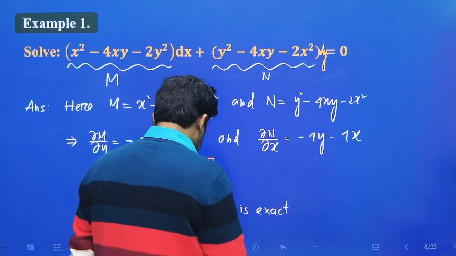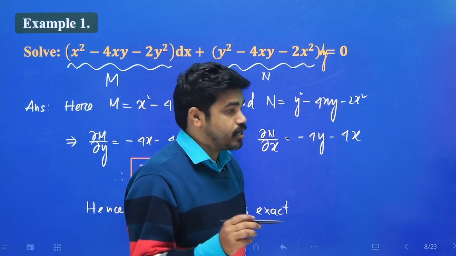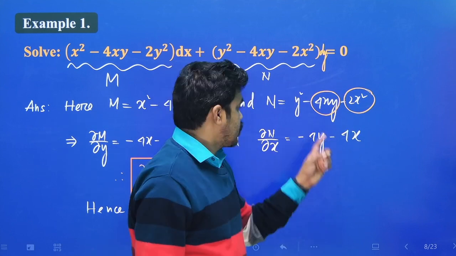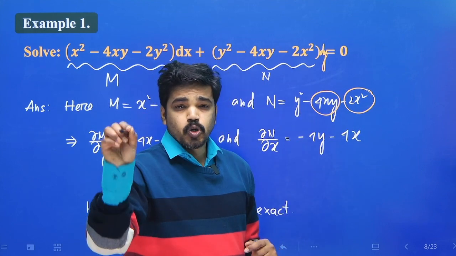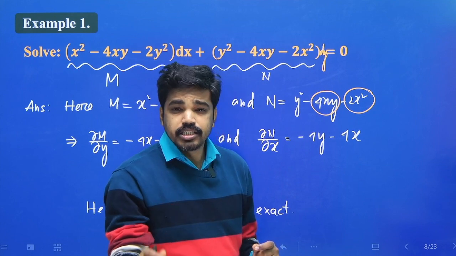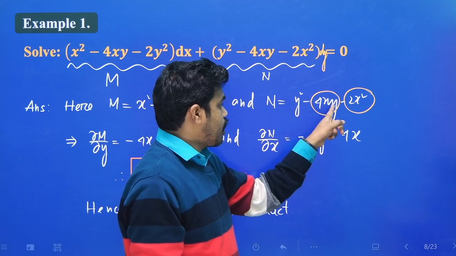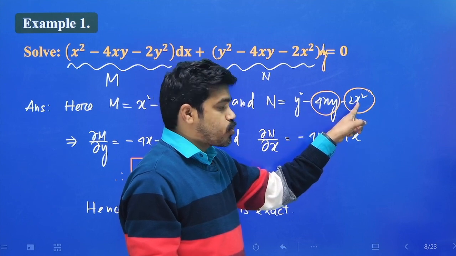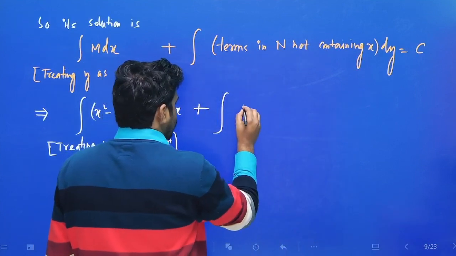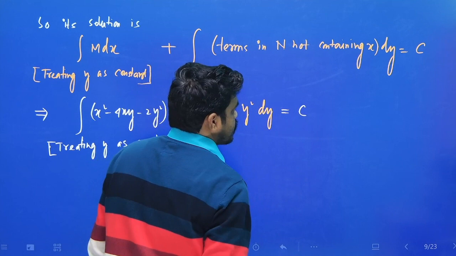See here, what is N? N is y² − 4xy − 2x². We can write only the terms in which x is not present. This term contains x, so we cannot write it. This term also contains x, so it cannot be written. So simply we have to write y². See, −4xy has x, it cannot be written; x² has x, we cannot write this. So this will be simply y² dy, getting my point? Terms in N not containing x.